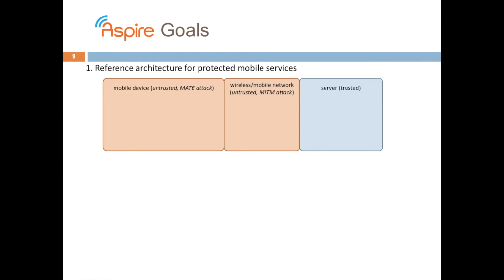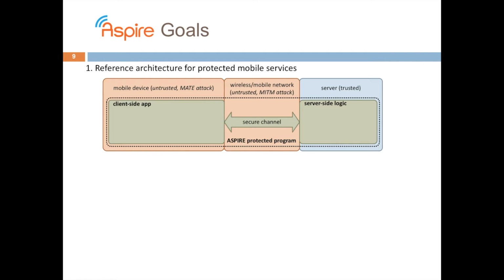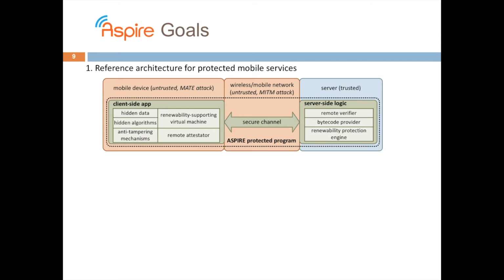Now for the application and the service, we're going to build an application that consists of a client-side part and a server-side part, and they communicate over a secure channel. We're going to reuse existing cryptographic techniques for that. And then in the client side and on the server side, we're going to combine a bunch of different protections. And we want to build a reference architecture in which all of these protections can be composed and reinforce each other. That's one goal of this project.